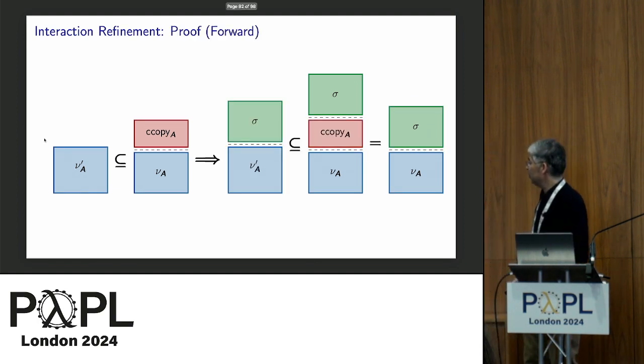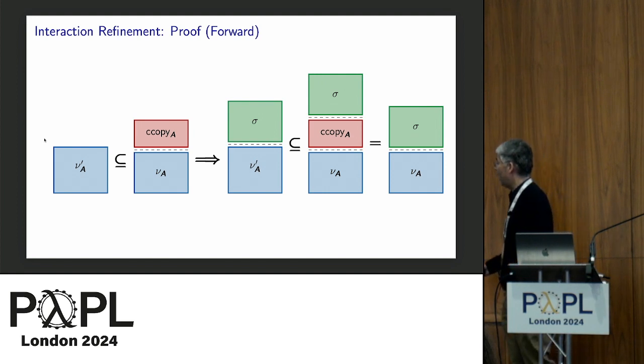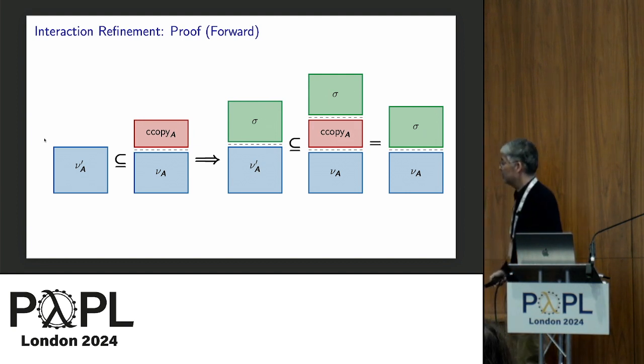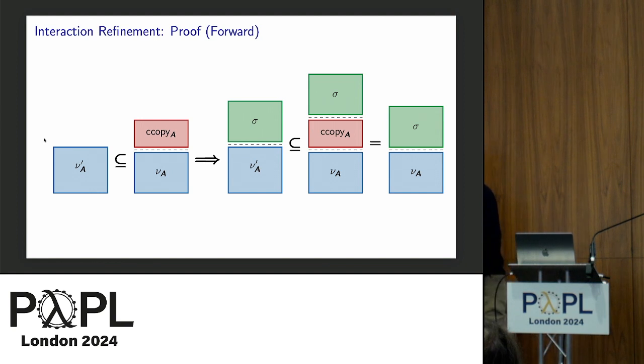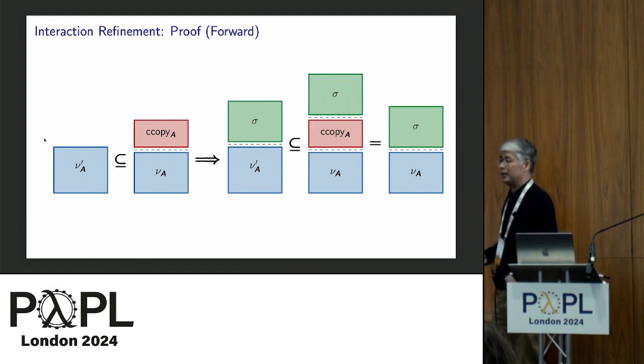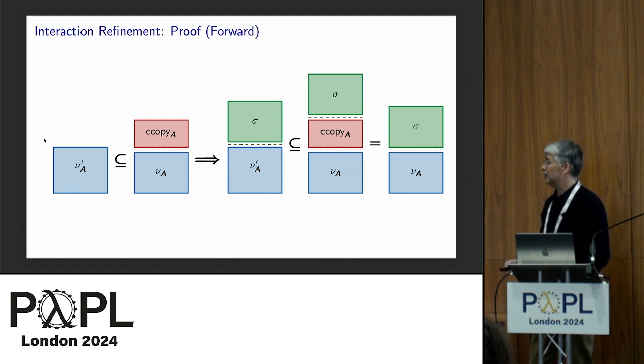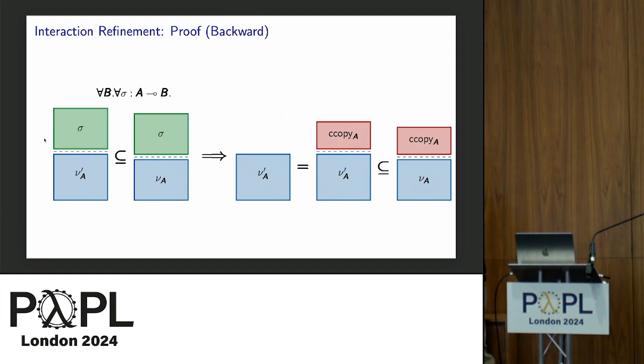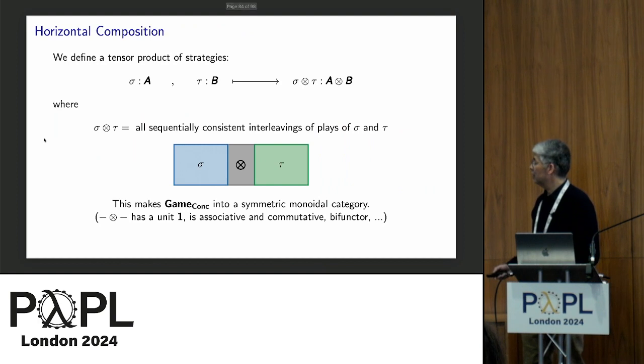And it turns out to be very easy to prove because I can use the monotonicity property of the refinement. This is a refinement of this, and composing a strategy on top is still a refinement. And because sigma itself is saturated, the C copy simply gets absorbed. So I immediately get this notion of contextual refinement. The backwards direction is just a matter of choosing sigma to be C copy A, so you would be able to get that too.